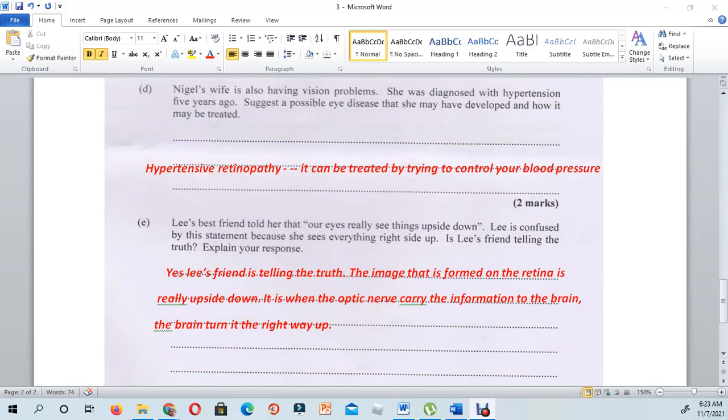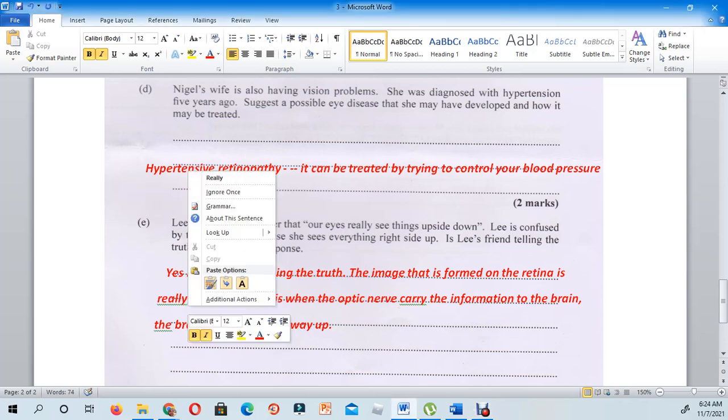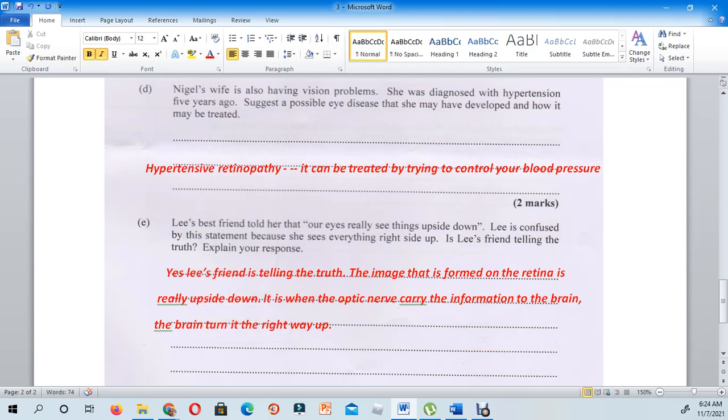Alright, so E: Lee's best friend told her that our eyes really see things upside down. Lee is confused by this statement because she sees everything right side up. Is Lee's friend telling the truth? So that's a question, and you must explain your response. So yes, Lee's friend is telling the truth. The image that is formed on the retina is really upside down. Right, so it is really upside down.